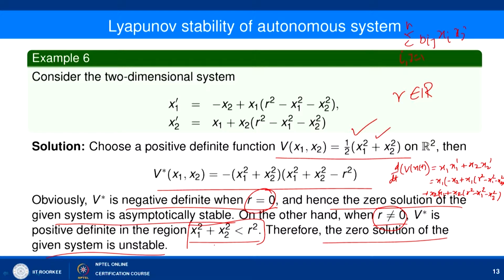So, here we are providing the region in which the 0 solution is unstable. This is not possible when we use the linear approximation of a given weakly nonlinear system. So, this is a very important benefit of constructing the Lyapunov function.